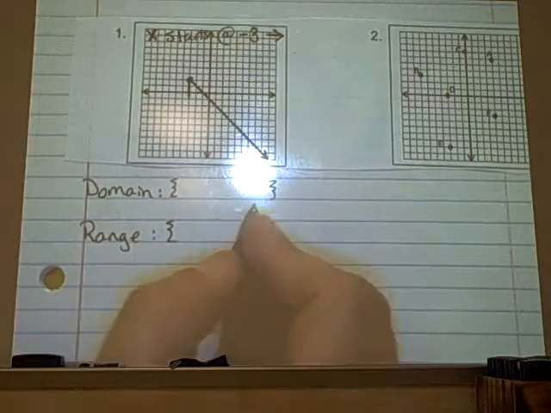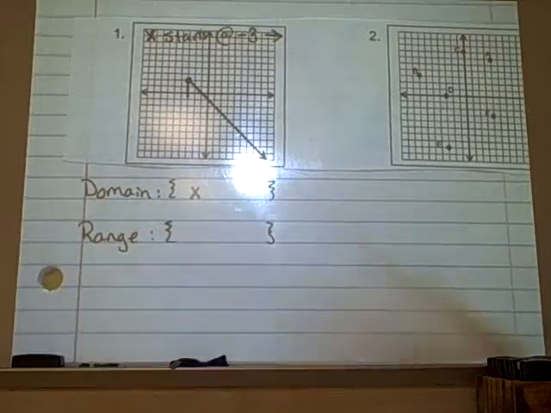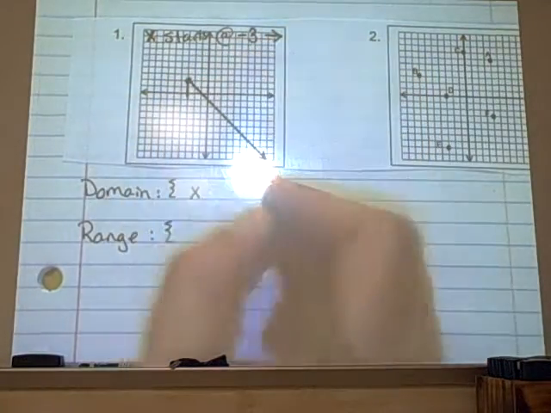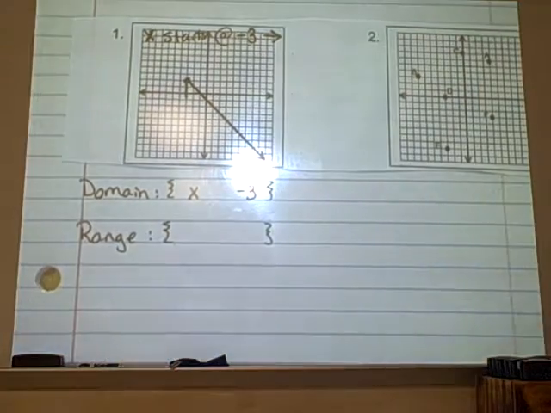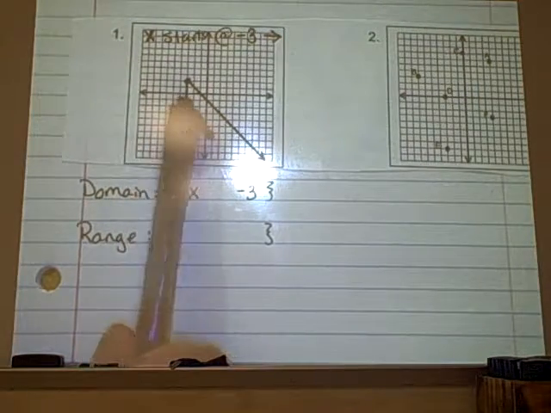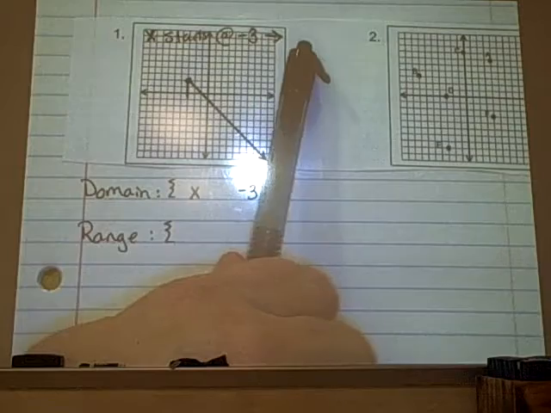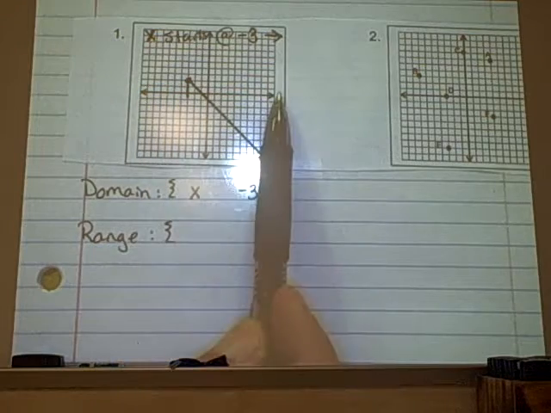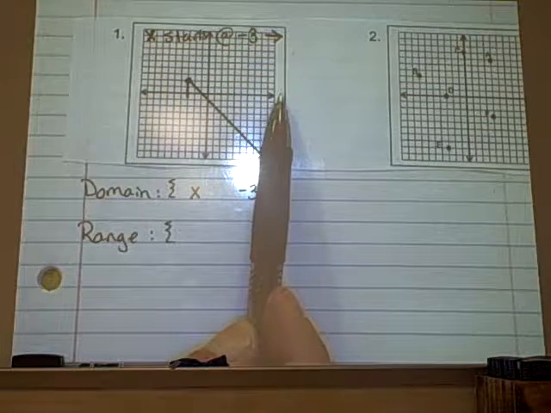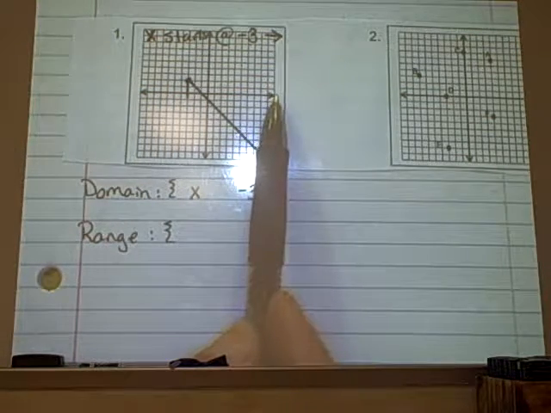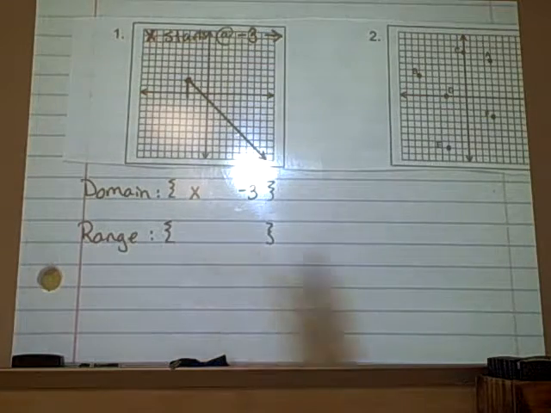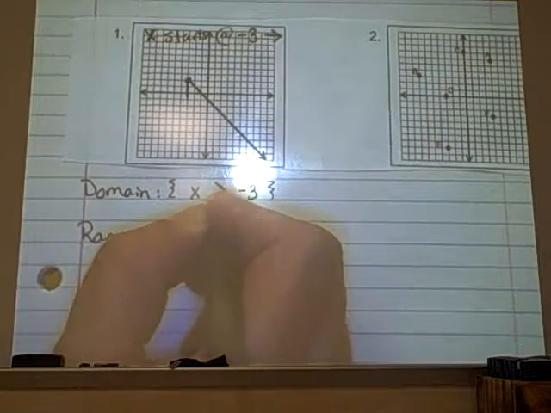So on my domain, it's always going to be my x's, so put an x there. The one number that I've got, because I know where it starts, is -3. Starting at -3, if I go that way, to the right, are my numbers getting larger or smaller? If I start at -3 and go to the right, they're getting larger. Is that less than or greater than? I mean, this isn't complicated, right? It's greater than. So you're going to do a greater than symbol.